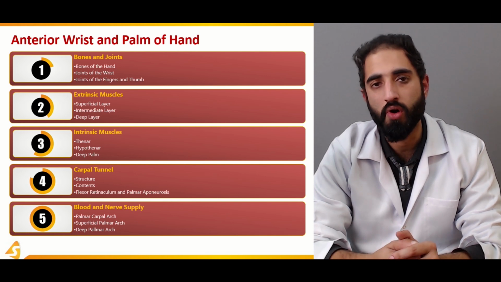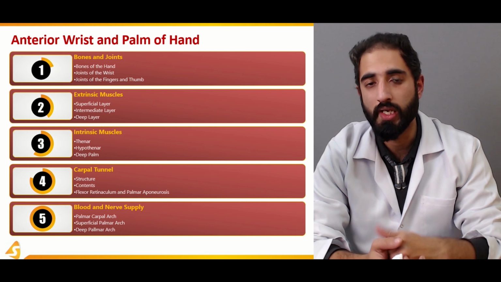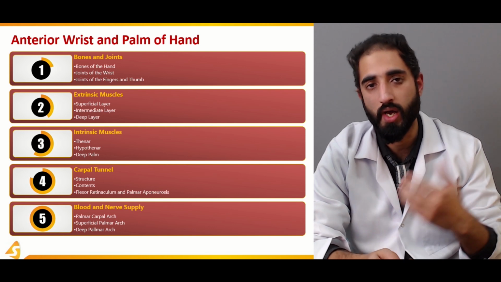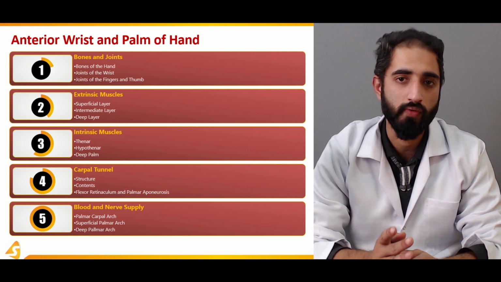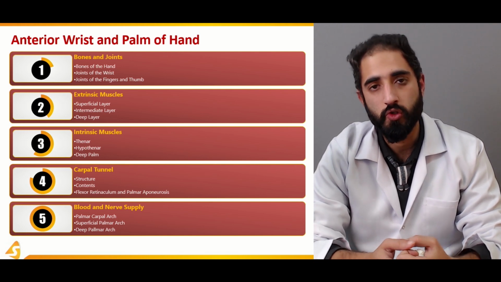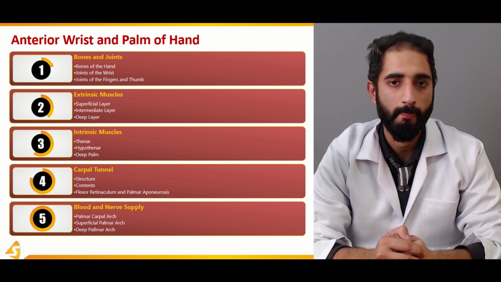Moving on, we're going to talk about the extrinsic muscles of the hand, in which we're going to talk about the three layers of the extrinsic muscles which arise from the forearm and exert their function at the level of the wrist and hand, including the superficial layer, the intermediate layer, and the deep layer of extrinsic muscles.